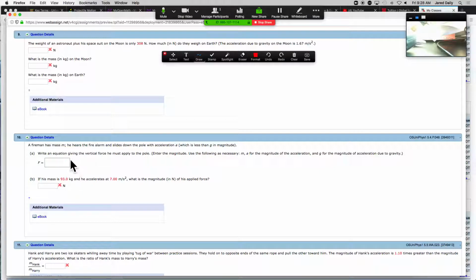Here we have a fireman with mass m. Here's the fire alarm sliding down the pole with some acceleration. And it's less than g in magnitude. Why is the fireman's acceleration less than g when he comes down the pole?